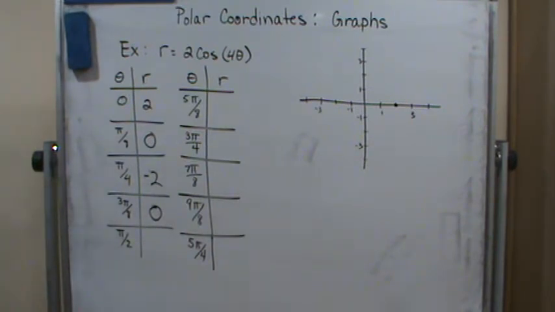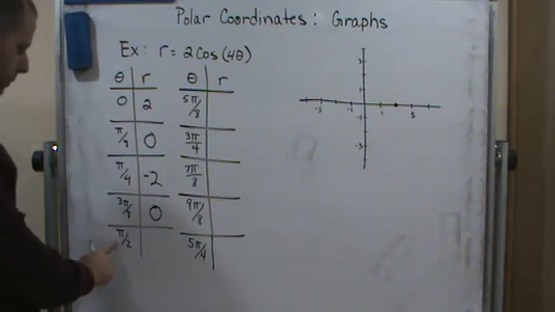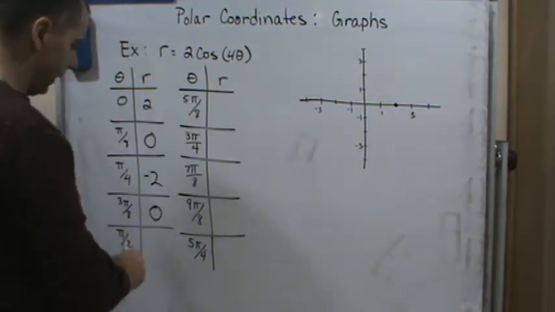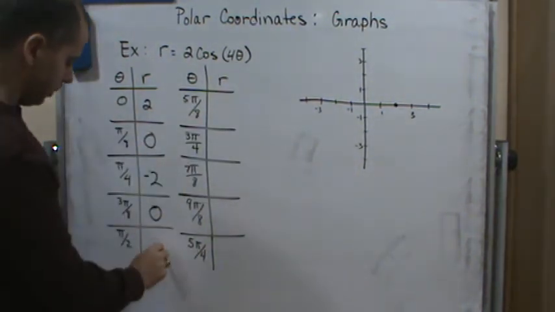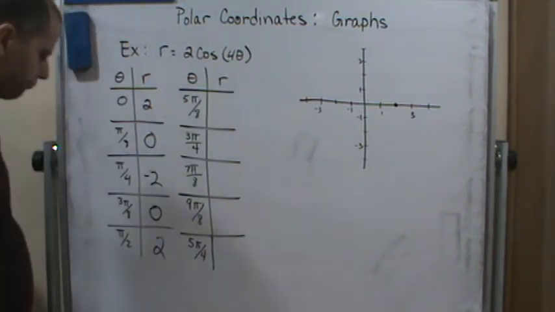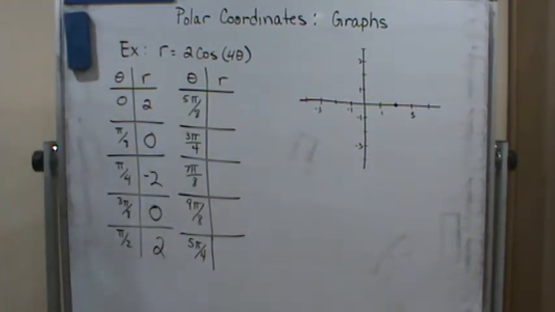Okay, now, this is interesting. So now if I put in pi over 2, that's going to give me 2 pi, and I'm going to get back to 1, right? And that's going to bring me back to 2. So what's going on here?